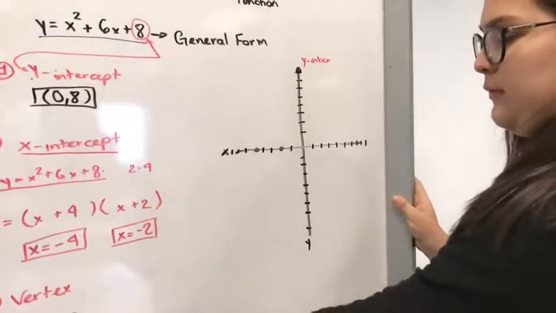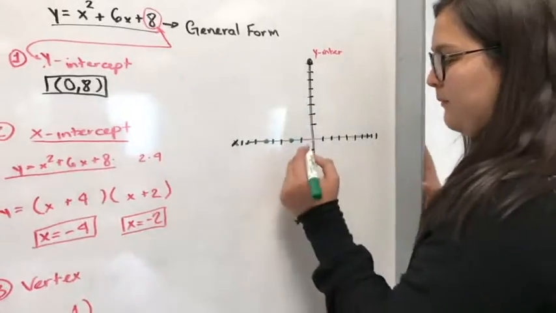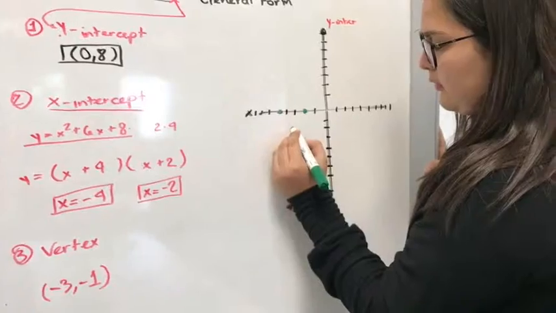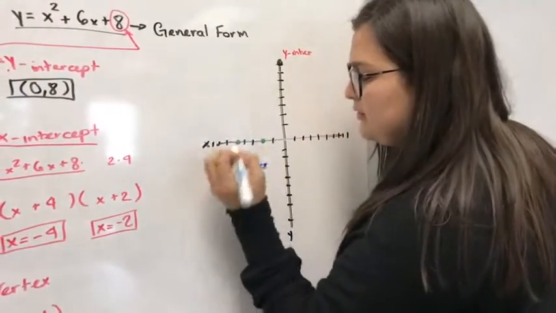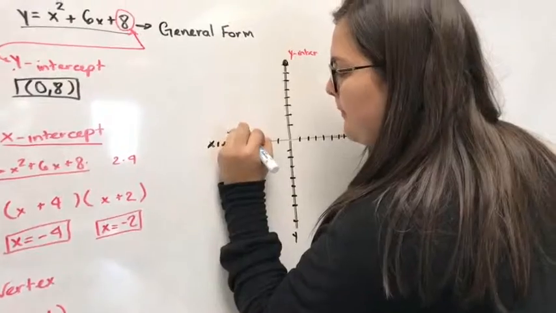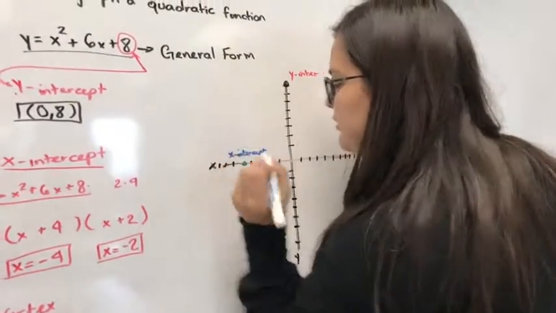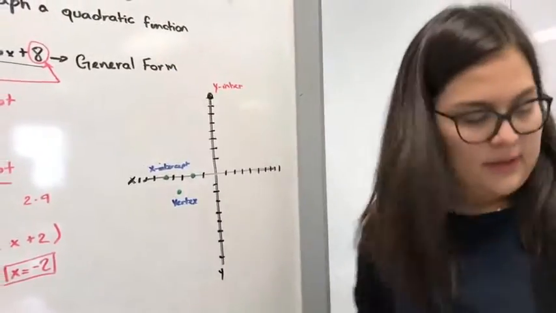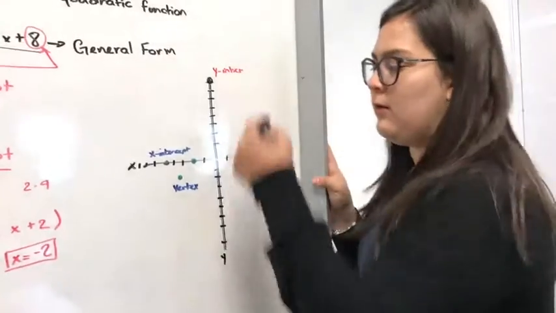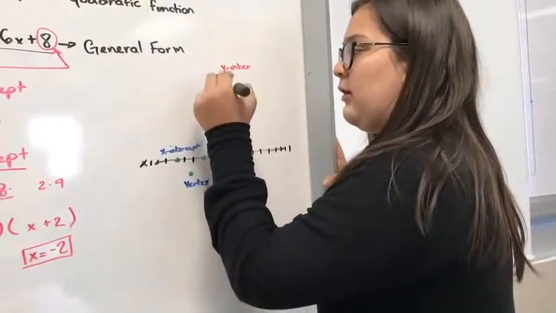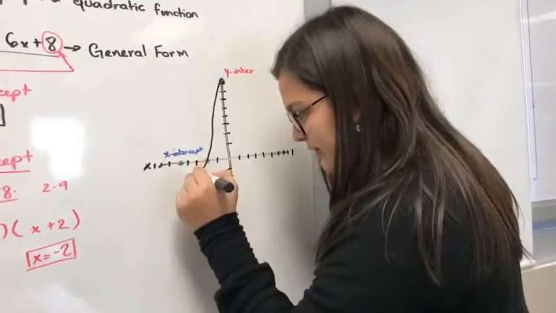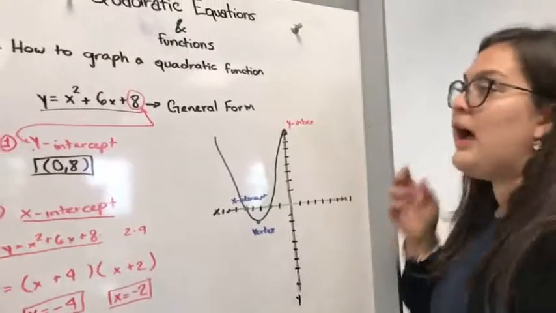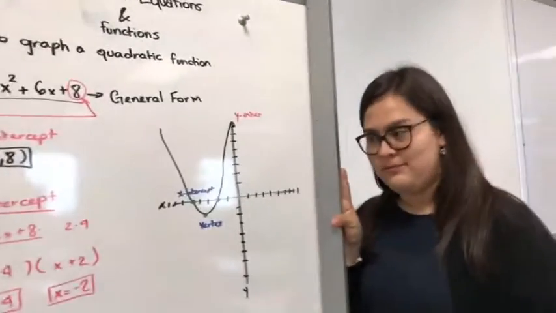right here. I'm going to put my vertex, that is -3, -1, right here. These are my x-intercepts. I already have my vertex, my y-intercept, and my x-intercepts, and the only thing we have to do right now is put together all the points, just like this. And that is how you graph a quadratic function.